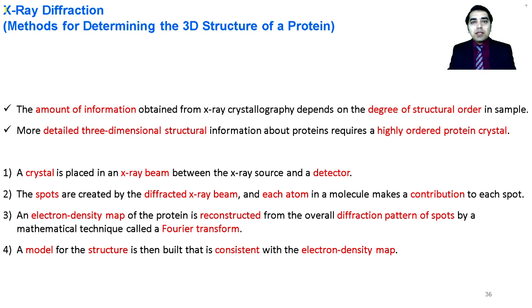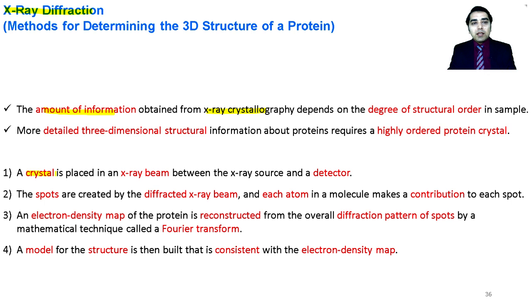The first technique that is utilized to find the 3D structure of protein is X-ray diffraction. The amount of information obtained from X-ray crystallography depends upon how regular the crystal is. If a protein cannot be crystallized, then its 3D structure cannot be found with the help of X-ray crystallography.